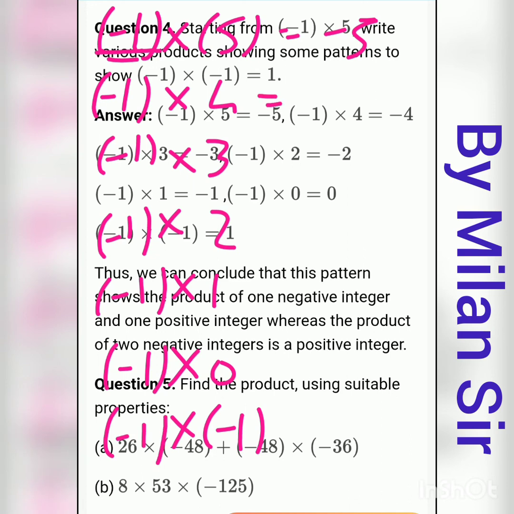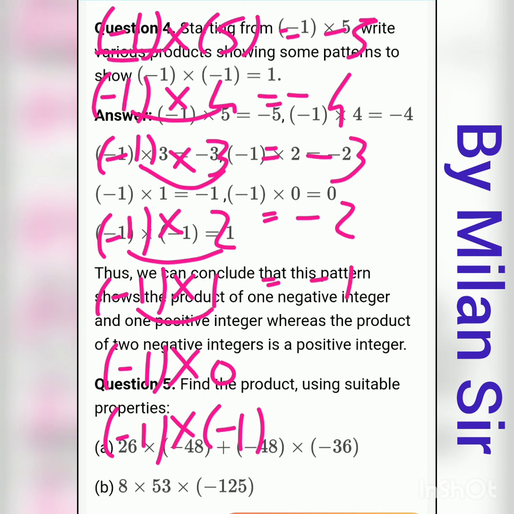Now we need to find the answers. 4 ones are 4, plus times minus gives minus 4. 3 ones are 3, so minus 3. 2 ones are 2, so minus 2. 1 ones are 1, so minus 1. Now minus 1 multiplied by 0 is 0 only, right? And minus 1 multiplied by minus 1: 1 times 1 is 1, and minus times minus is plus, so plus 1. So at last we get minus 1 multiplied by minus 1 is equal to 1.